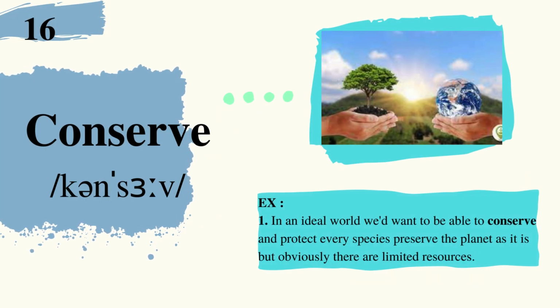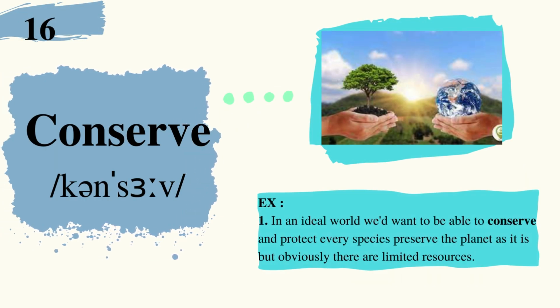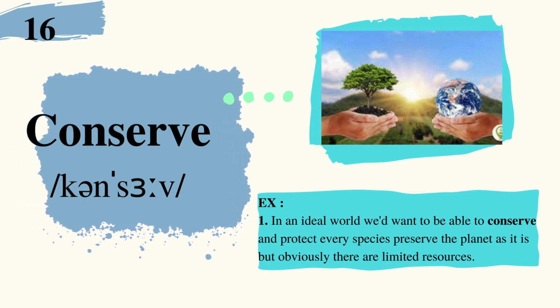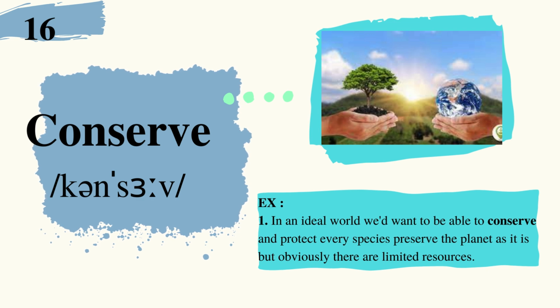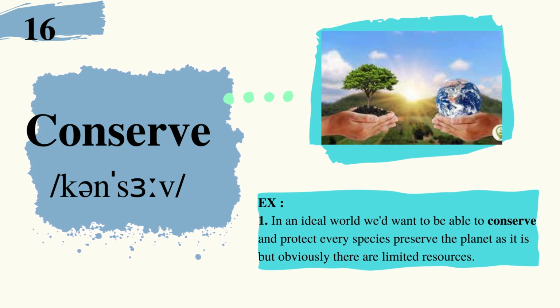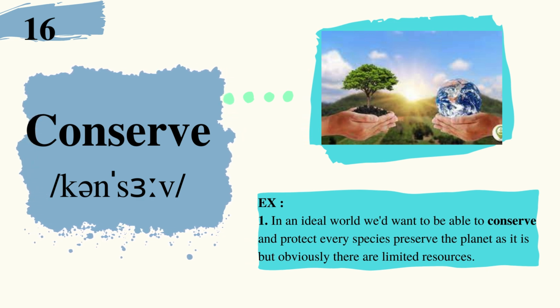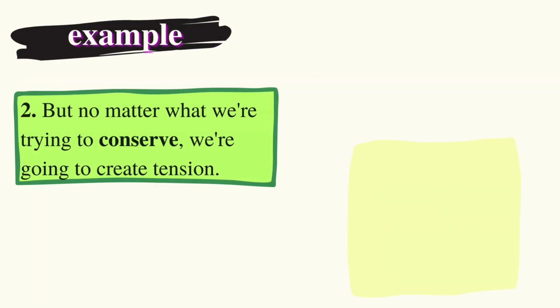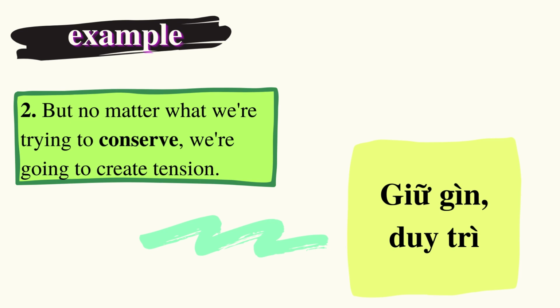16. Conserve. Example. In an ideal world, we'd want to be able to conserve and protect every species, preserve the planet as it is. But obviously, there are limited resources. But no matter what we're trying to conserve, we're going to create tension.